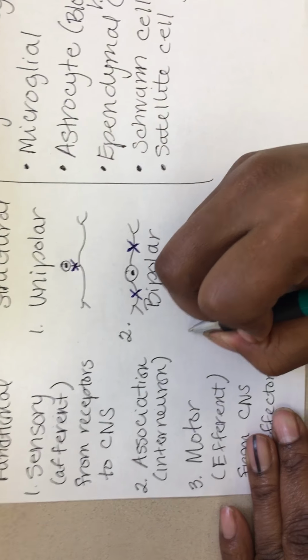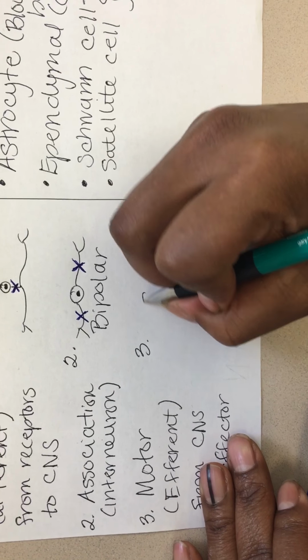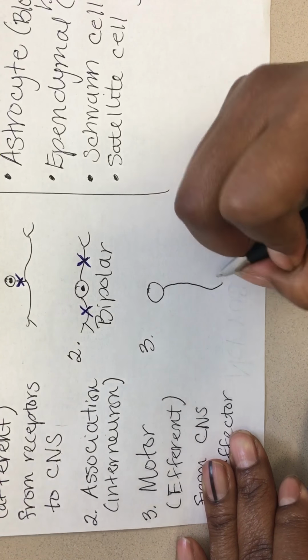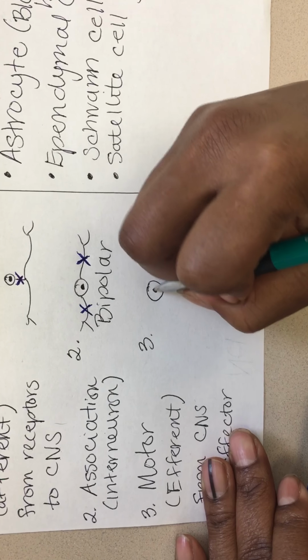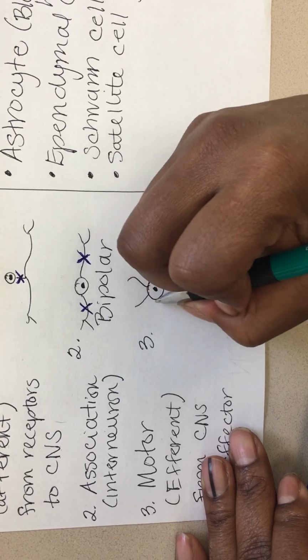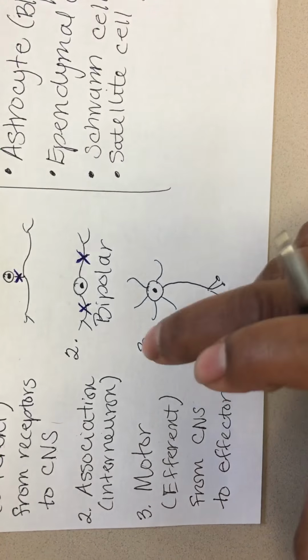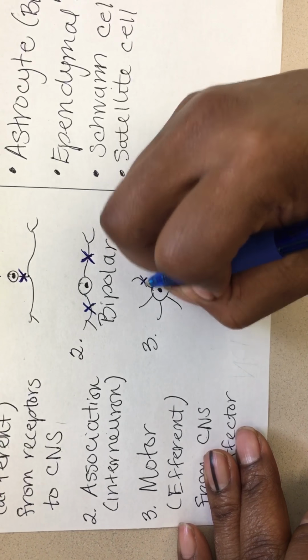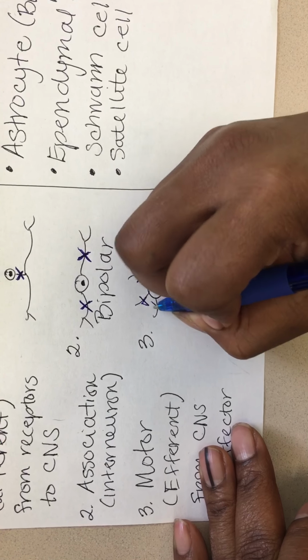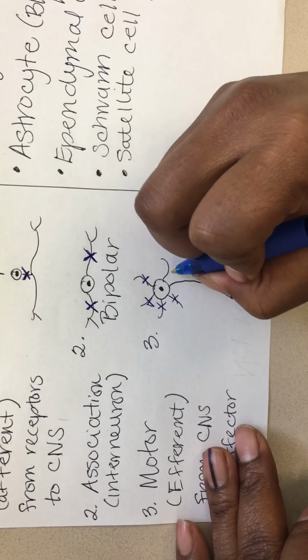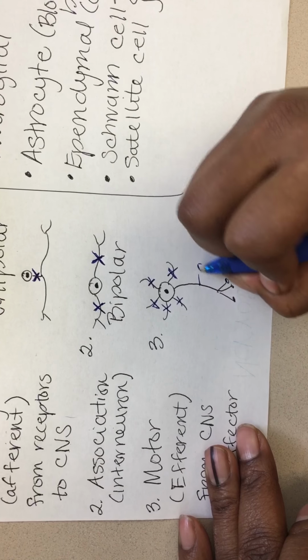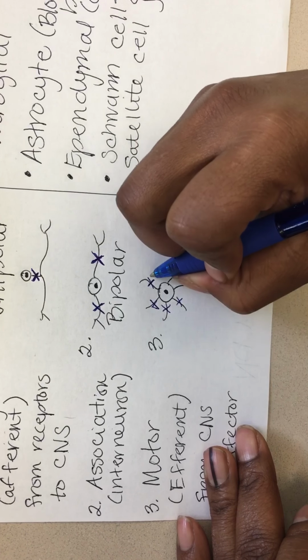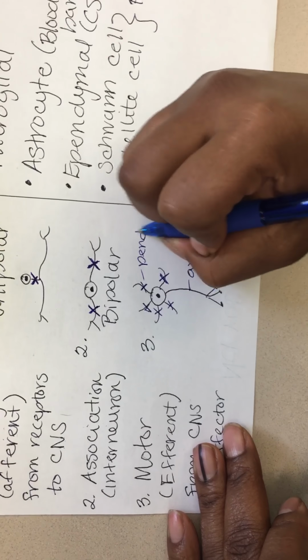And then the last structural classification is going to be a multipolar neuron, and this is how we draw most of our neurons, multipolar. Multipolar has multiple branches from the nerve cell body. So here's one X for a branch. Here's another branch. And these branches are actually called processes. In the case that I'm drawing here, this process is called an axon, and these are called dendrites.